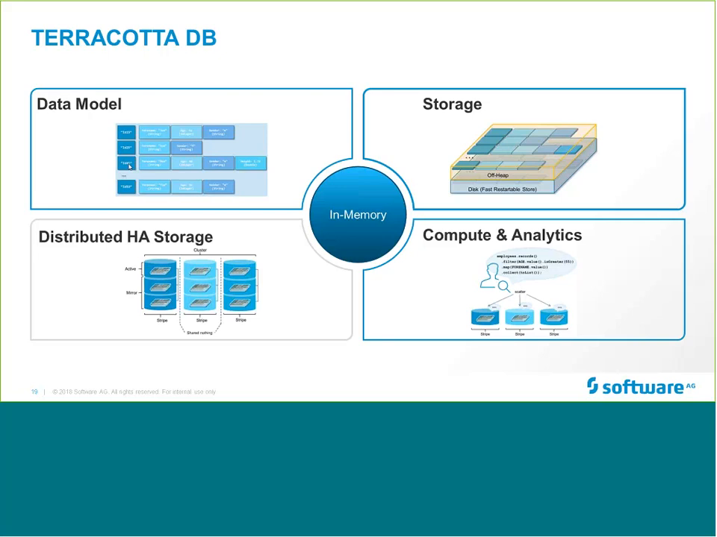So we kept the distributed HA storage architecture which we had, and we built a completely new set of functionality around data models, new storage layer, and advanced computation and analytics capabilities. And it's all in memory, and that's what is going to serve you as a TC Store capability of Terracotta DB. Let's go into the details of each one of them really quick.